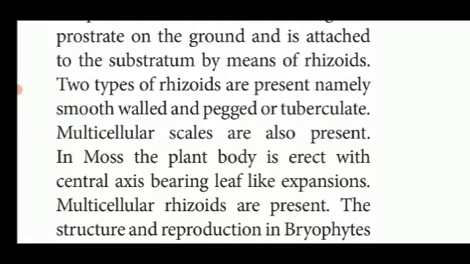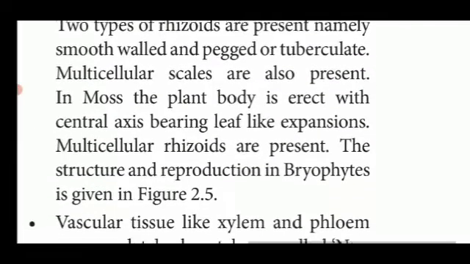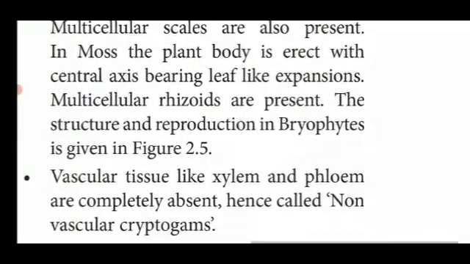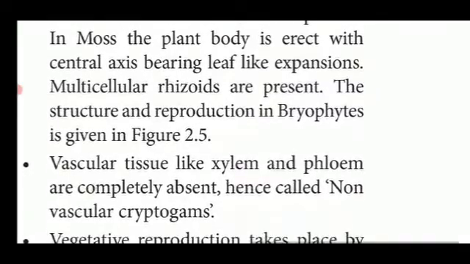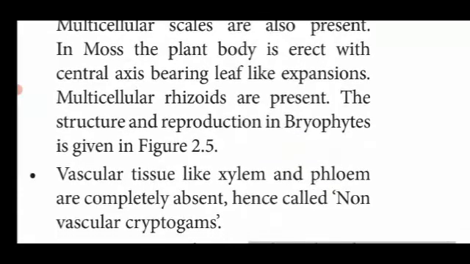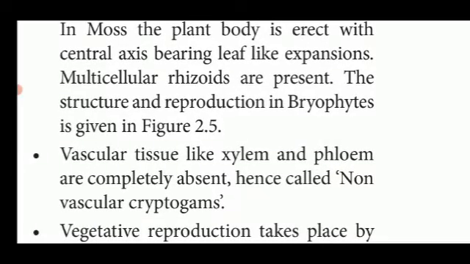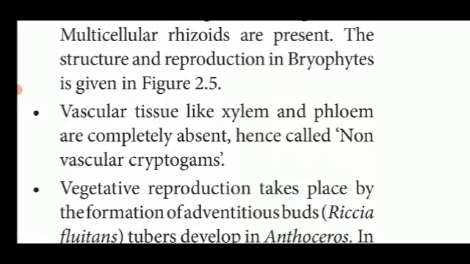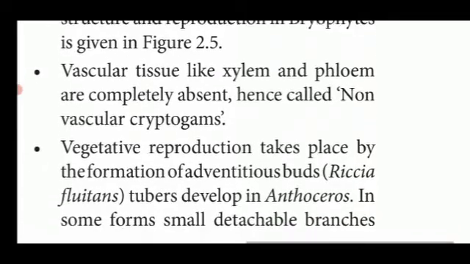Two types of rhizoids are present: smooth-walled and pegged or tuberculate. Multicellular scales are also present. In mosses, the plant body is erect, looking like angiosperms with a central axis bearing leaf-like expansions. Multicellular rhizoids are also present in the mosses.